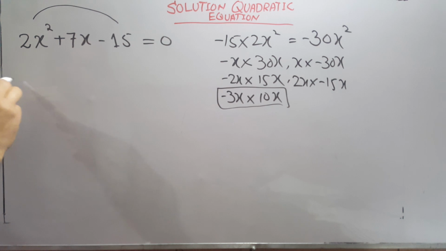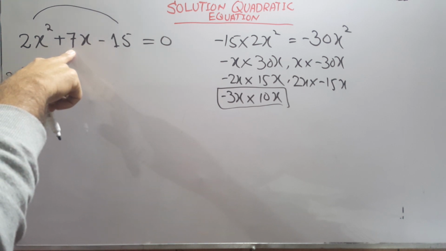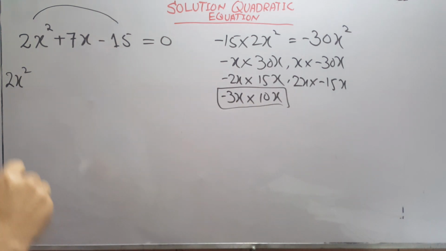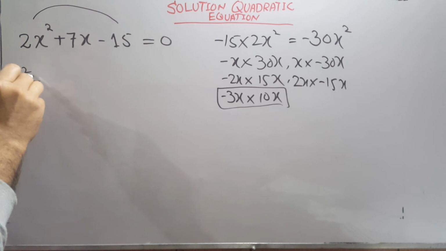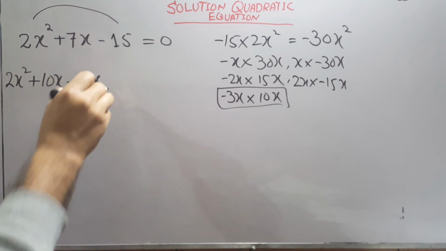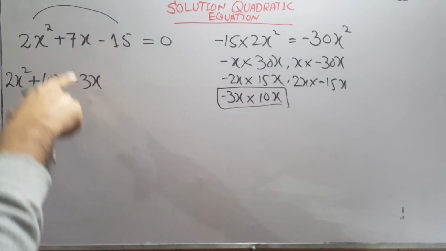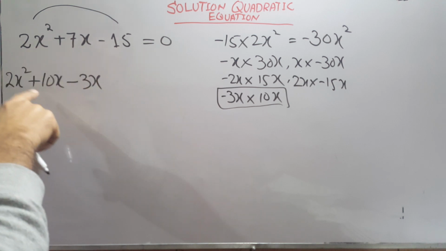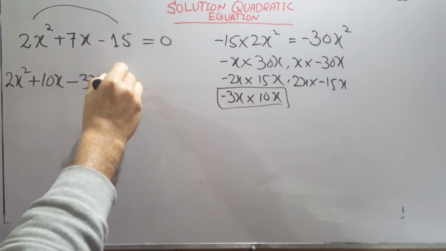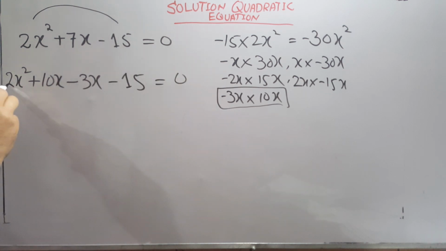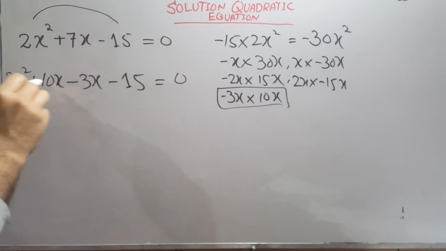So now you can write down the equation in this format. x squared, we can split 7x into minus 3x and plus 10x. It's up to you whichever order you want. If I write plus 10x and minus 3x, this will give me again 7x. So it's just the split of the 7x into 10x minus 3x, and then write down minus 15 as it is.